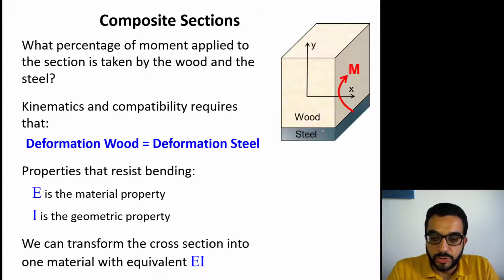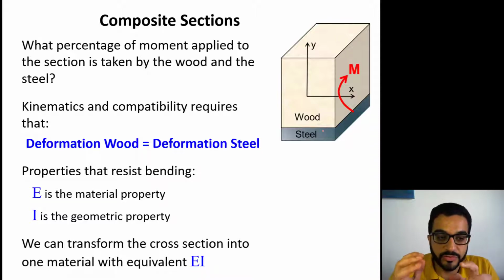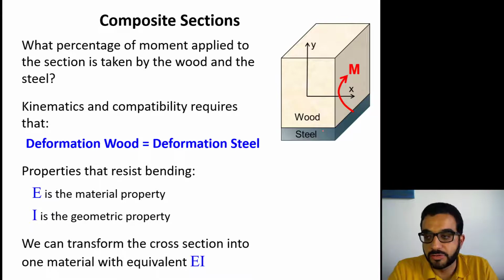So what we'll also use is that the bending moment is resisted by two properties. One is a material property, which is E, because it results in an axial normal stress, which is resisted by Young's modulus. It relates sigma and epsilon, the stress and strain. And the other property is I, the geometric property of the section: the moment of inertia around the x-axis, which is the same axis of the moment.